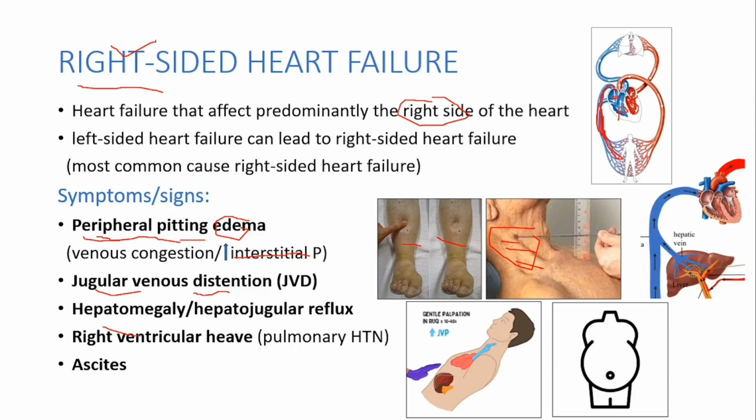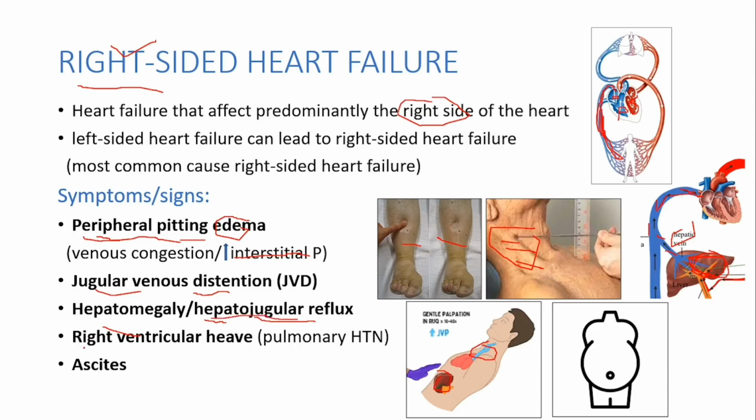Hepatomegaly will also occur. When the back pressure increases, the fluid will accumulate in the venous system. It will also accumulate in the hepatic vein, and it will cause hepatomegaly. Hepatojugular reflex will also occur, like when you palpate on the liver, it will cause distension of the jugular vein. So this is called the hepatojugular reflex.